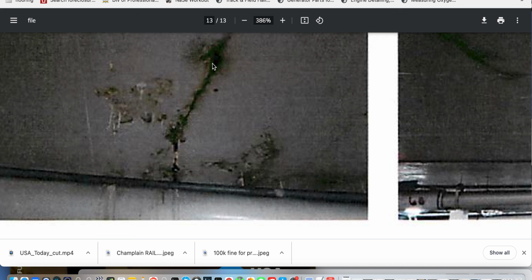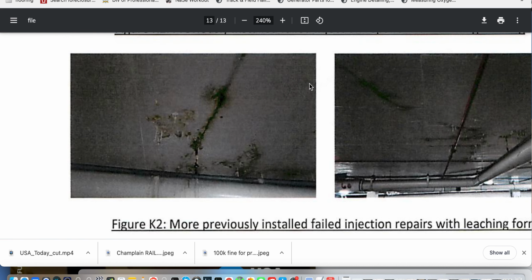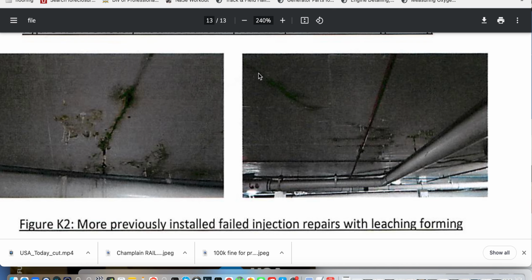But there's the green again. Green. How about over here? Oh, very interesting indeed. So now it's like green leaching, if you will. Not just, it says, more previous installed failed inspection repairs with leaching forming. Well, this appears to be leaching in a diagonal capacity, and that would mean that the crack has a river, if you will, a stream, a riverbed inside of it.